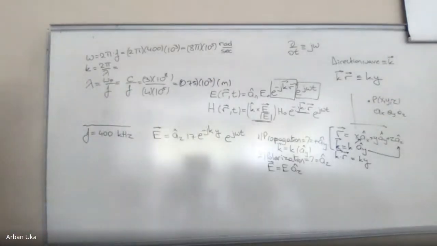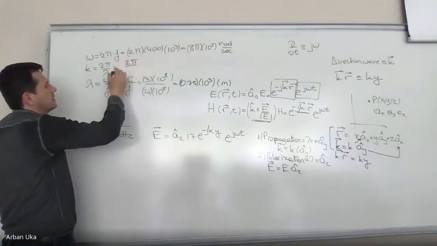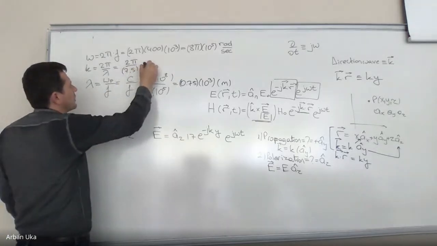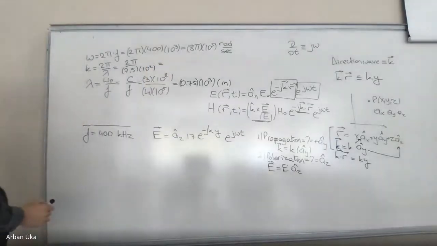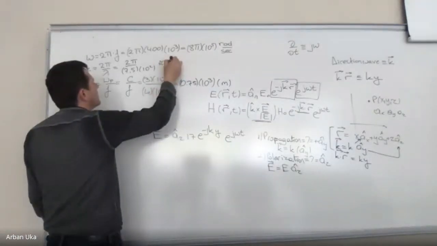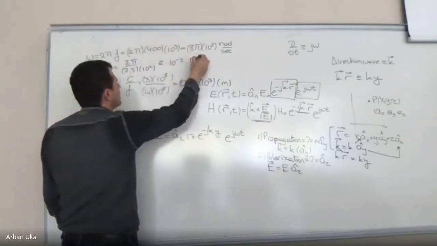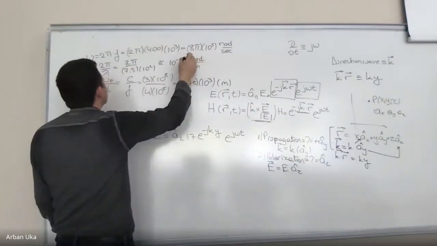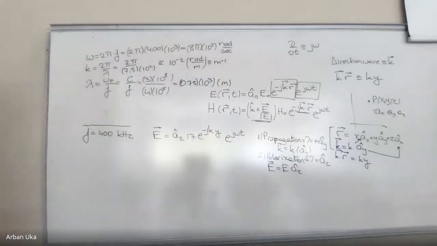This is meters. Then the k will be equal to 2 pi divided by 7.5 times 10 to the power 2, and this is approximately 10 to the power minus 2. And the unit of k, what is the unit of k? This is better called meter inverse. Okay, we found the k.